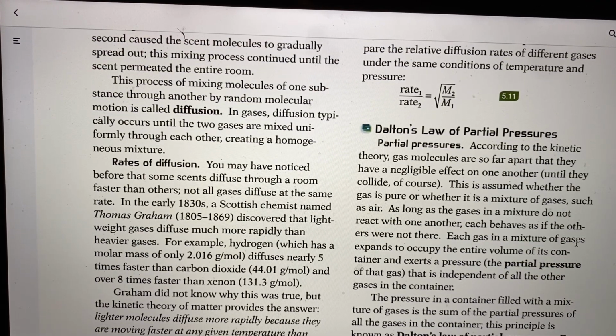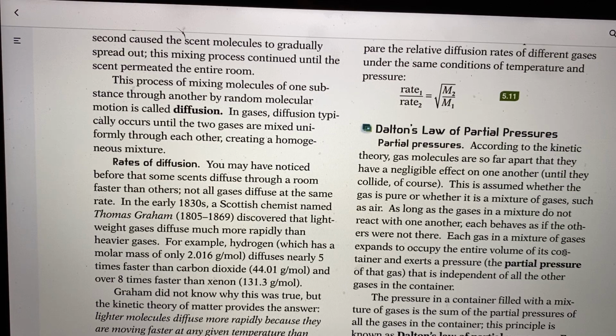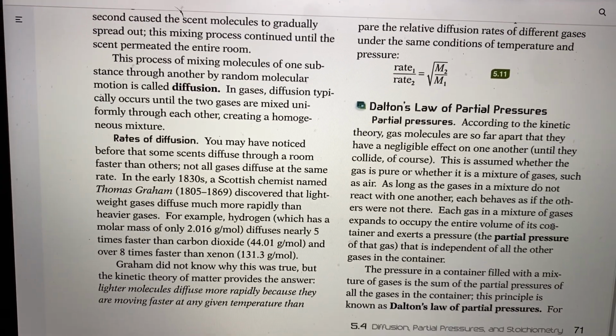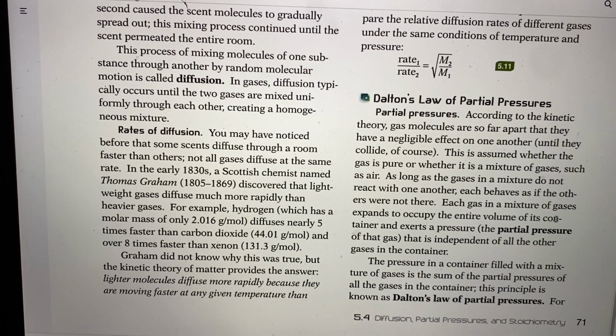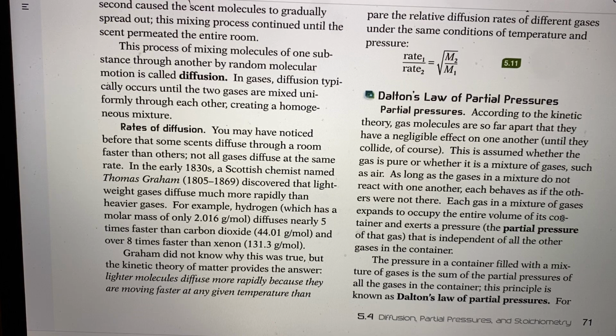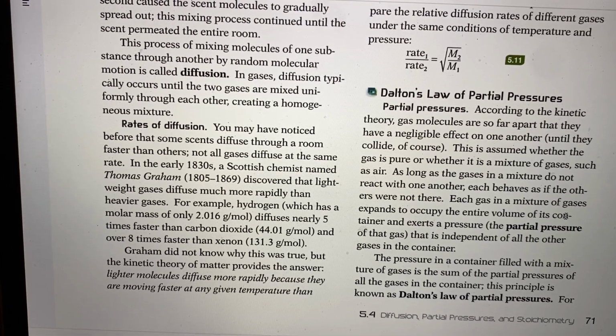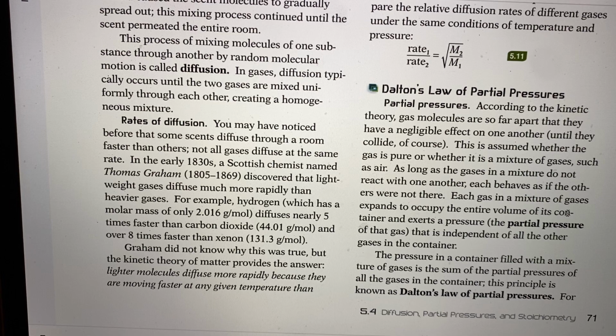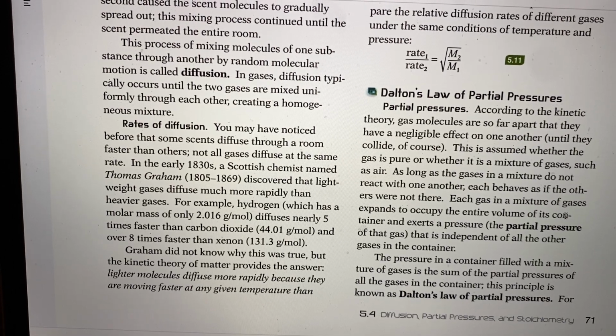Now Graham, the rates of diffusion. Thomas Graham, who lived 1805 to 1869, discovered that lightweight gases diffuse much more rapidly than heavier gases. For example, hydrogen diffuses faster than any other because it's very light. It only has two small atoms and the atomic weight is only 1. But it diffuses rapidly. For example, hydrogen, with a molar mass of only 2, diffuses nearly 5 times faster than carbon dioxide and over 8 times faster than xenon.